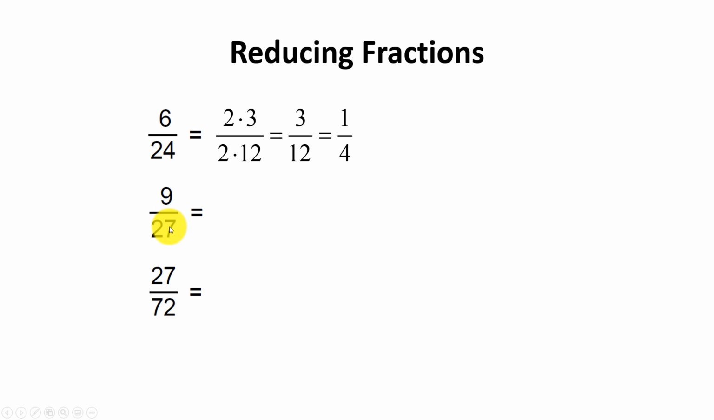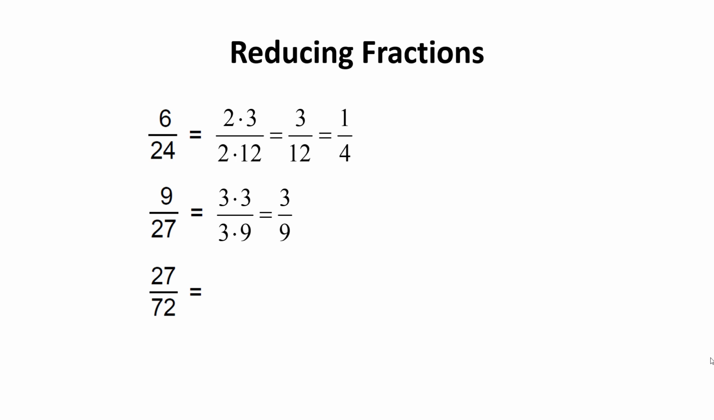Next we have 9 over 27. So in case you don't know this, if the sum of the digits adds up to a number that is divisible by 3, 3 will go into that number. So for example, 9, well, there's nothing to add. 3 will go into 9. But what about 27? Well, if I take 2 plus 7, I get 9, so that means 3 will go into 27. We can rewrite 9 over 27 as 3 times 3 over 3 times 9. The 3's cancel, and I'm left with 3 over 9.